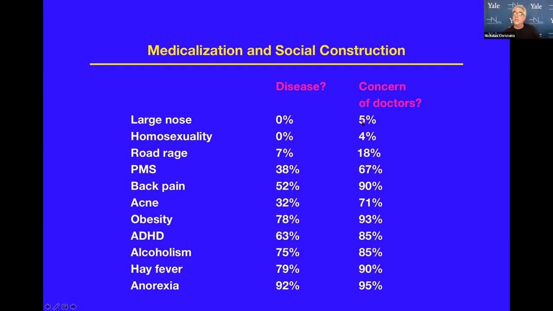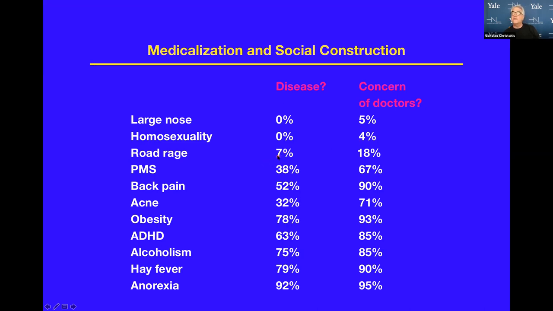But 5% of you still thought it was a concern of doctors. 0% of you thought that homosexuality is a disease. As probably all of you know, even 20 or 30 years ago, many Americans thought that homosexuality was a disease. 4% of you still thought it was a concern of doctors.